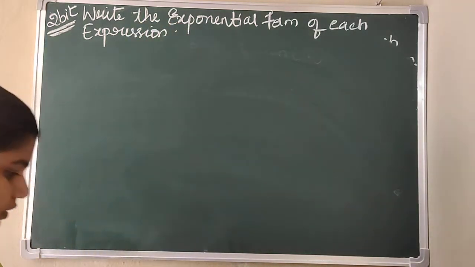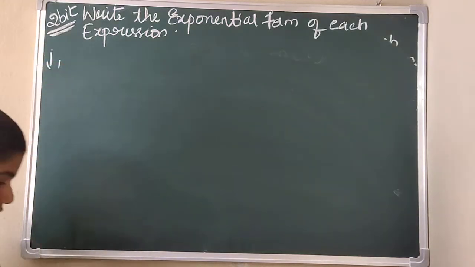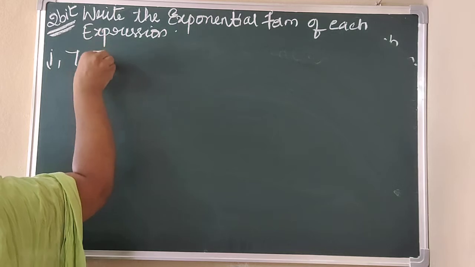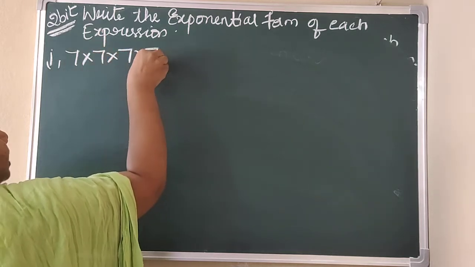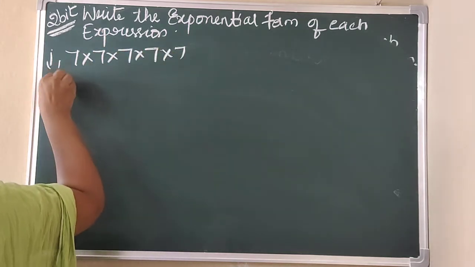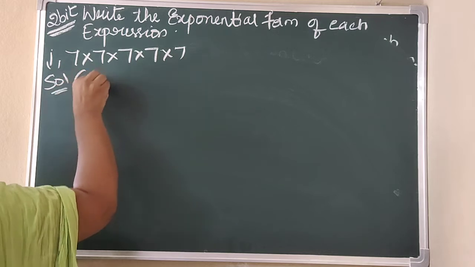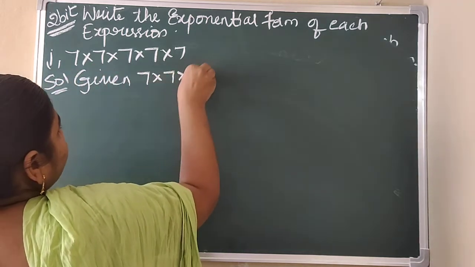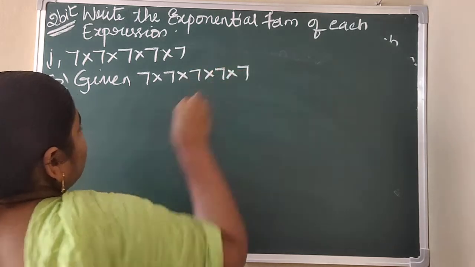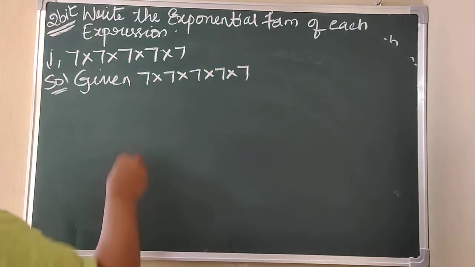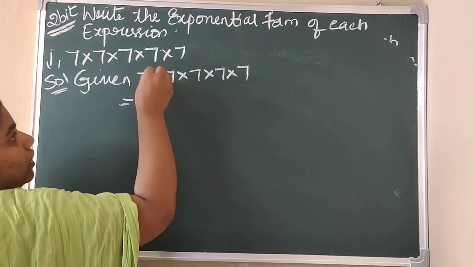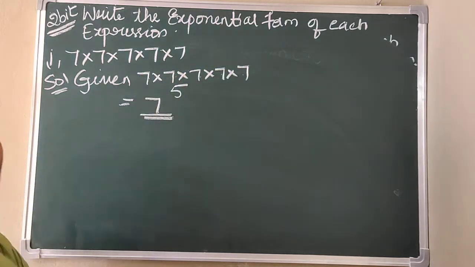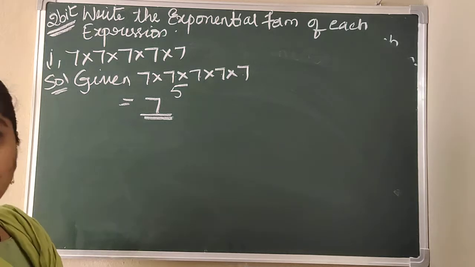So first one is 7, they have multiplied 5 times. So 7 into 7 into 7 into 7 into 7. So how many times they have multiplied? 5 times they have multiplied. So that one we have to write in the form of exponential form. So how to write that? We can write 7 power 1, 2, 3, 4, 5. 5 times they have multiplied. So 7 power 5 is our exponential form.